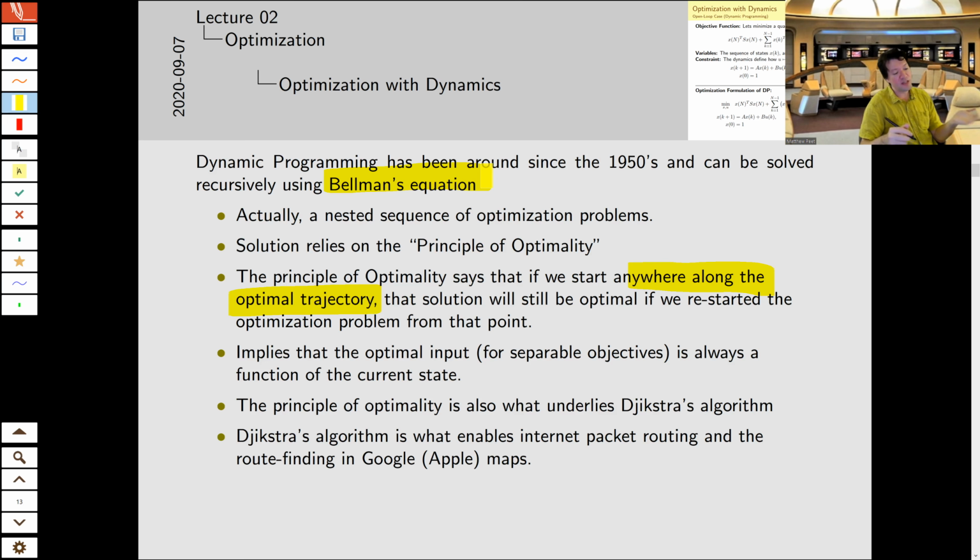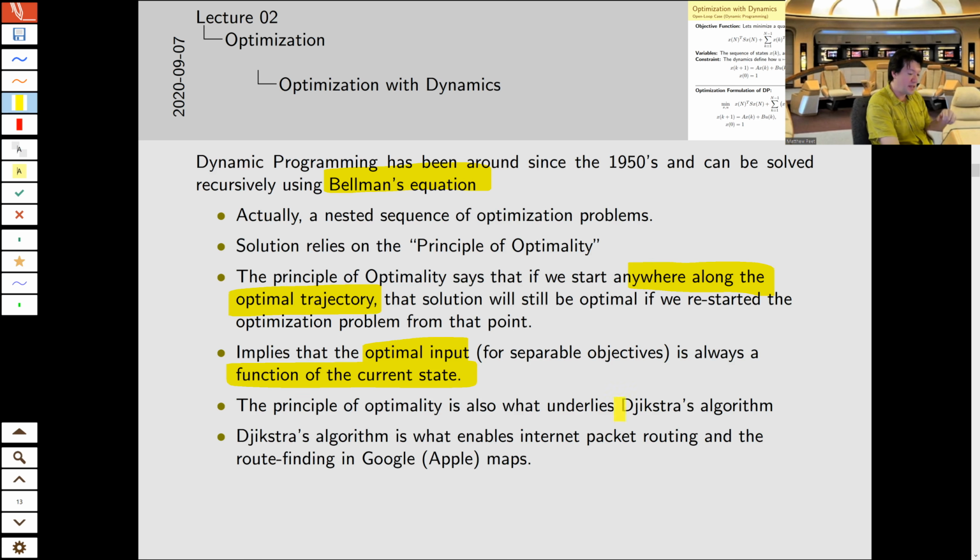It tells us more things, actually. It tells us that the optimal input is a function of the current state and not the history of where you were, or where you're going. So you can reduce the optimization problem to a set of n optimization problems only involving a single variable. And this is a very important result.